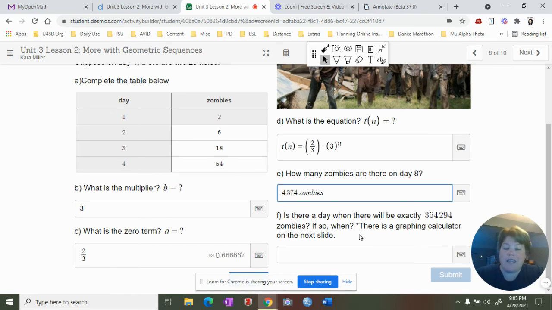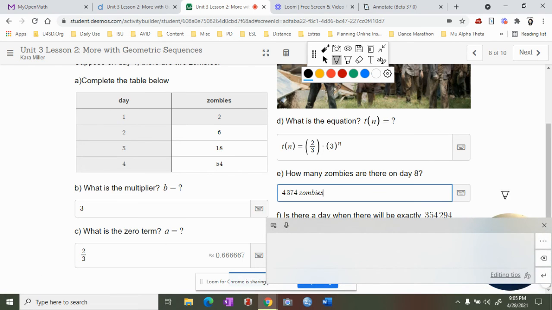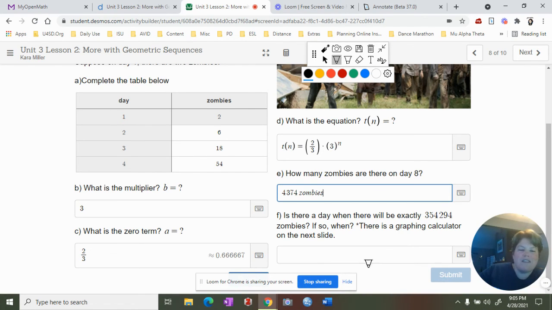Is there a day when we will have exactly 354,294 zombies? If so, what day will that be? Okay, so 3,000, you know what, I'm going to write this down because when I write on my screen, it will carry to the next screen. So I'm going to just write this, I think here, 354,294.